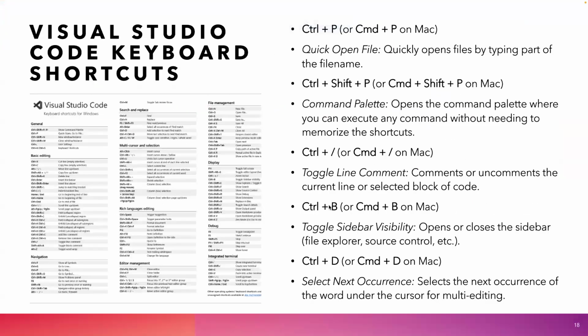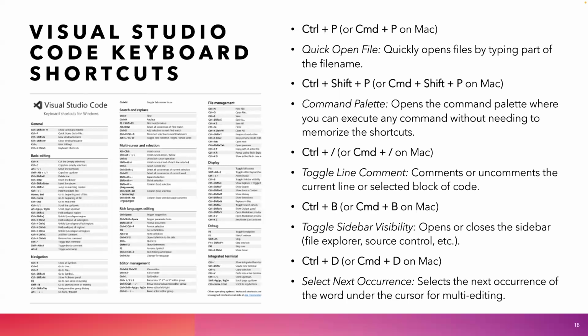Okay, so here's some cool keyboard shortcuts that you can use in Visual Studio Code. You can use Control P, which quickly opens your file by typing part of the file name. You can do Control Shift P, that opens the command palette, and you can execute any command without needing to memorize the shortcuts for that command.